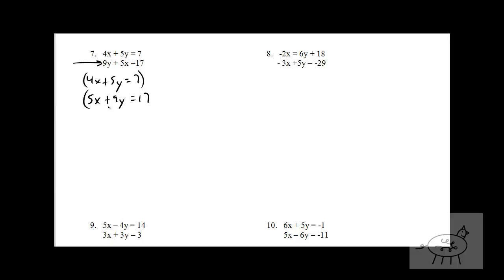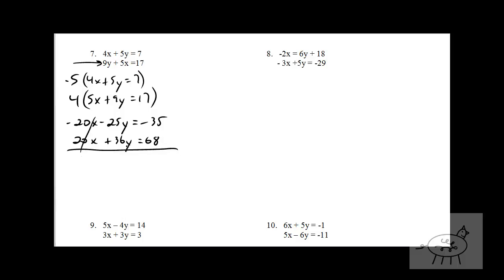So what I need to do here, math fans, is multiply this one by negative 5 and this one by positive 4. I could put the negative on the bottom if I wanted to. It doesn't matter. Okay? So you get negative 20x minus 25y equals negative 35, and 20x plus 36y equals 68. Okay, and then that cancels, and 36y minus 25y is 11y, and 68 minus 35 is 33. Divide by 11, y is 3.